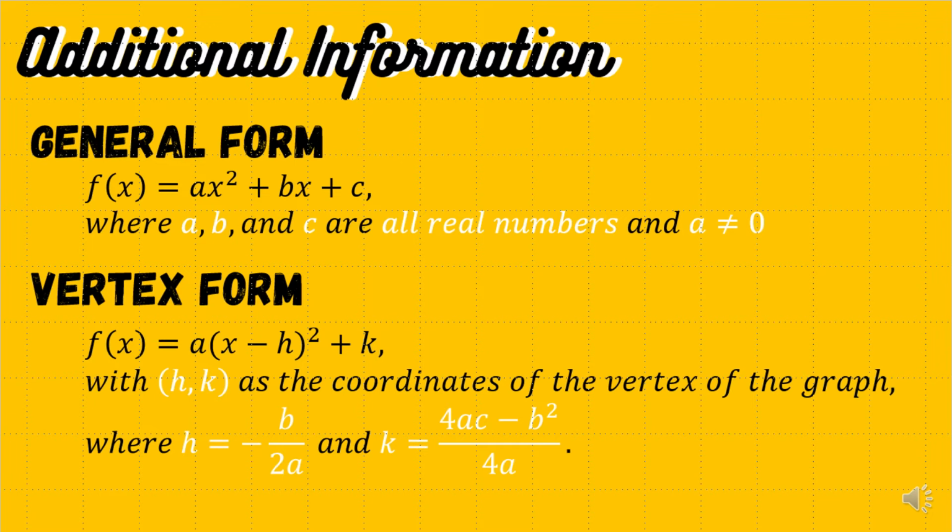We also have its vertex form, which is f of x is equal to a times (x minus h) squared plus k, with (h, k) as the coordinates of the vertex of the graph, where h is equal to negative b over 2a and k is equal to 4ac minus b squared all over 4a.